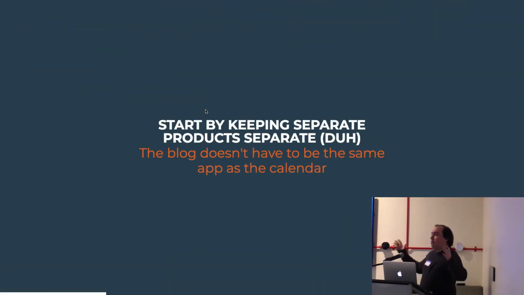So first, where do we split this without affecting the user? Well, first, keep separate products separate. Like your blog doesn't have to be the same app as a calendar, or our CRM doesn't have to be the same app as our project management. In the world of monorepos and single page applications, it might be tempting to say, let's just make it another page in the same build, I won't have to worry about tooling and all of that. But let's keep those separate.